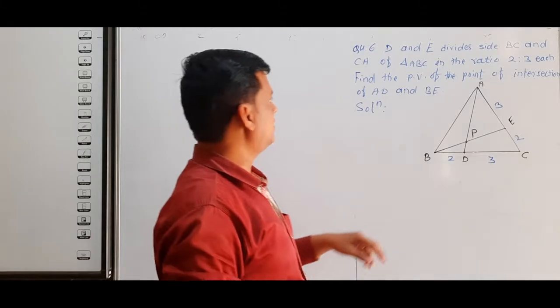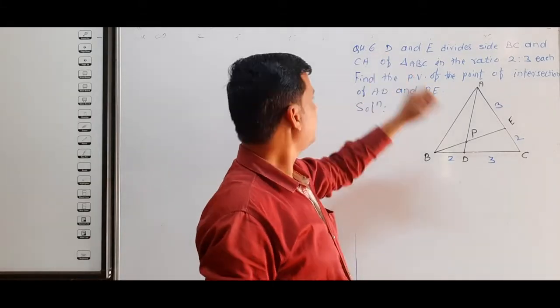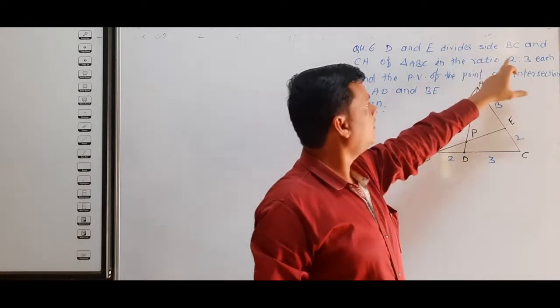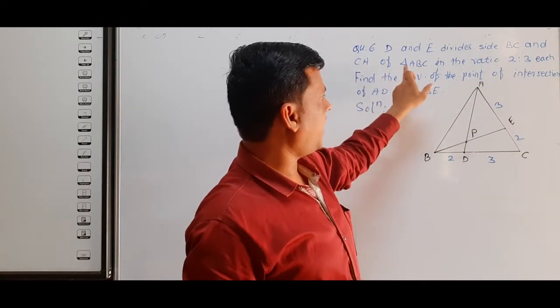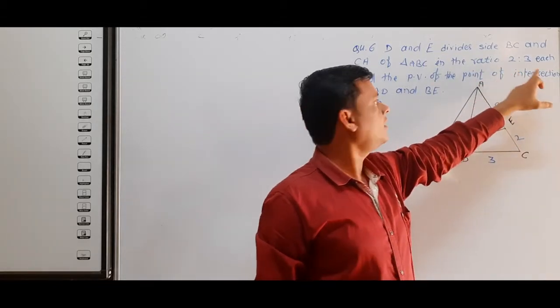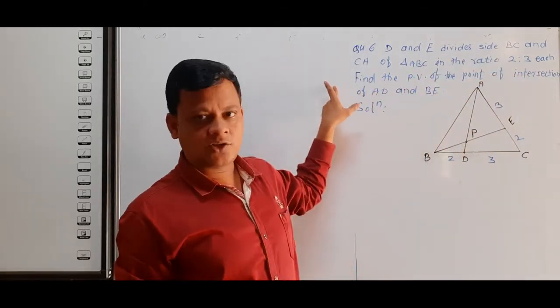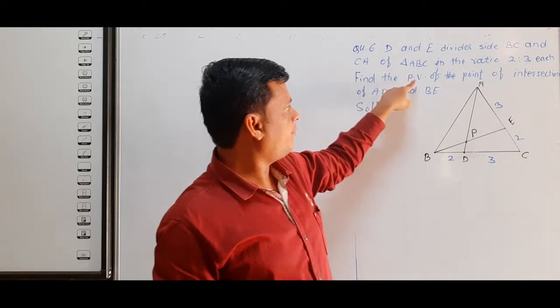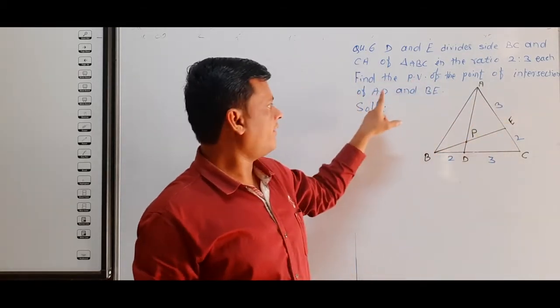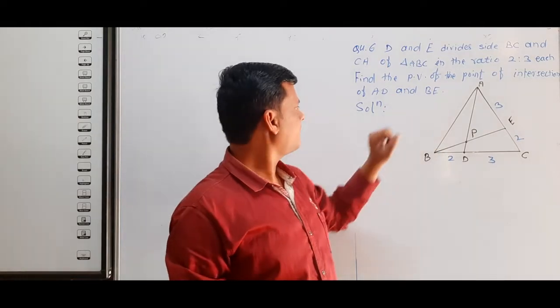Now see the next question, number 6. D and E divide sides BC and CA of triangle ABC in the ratio 2:3 each. Find the position vector of the point of intersection of AD and BE.